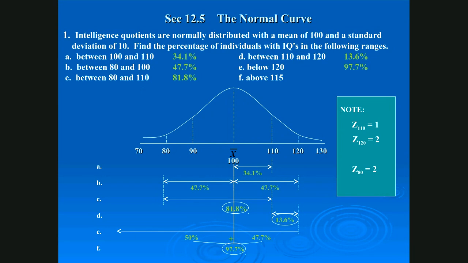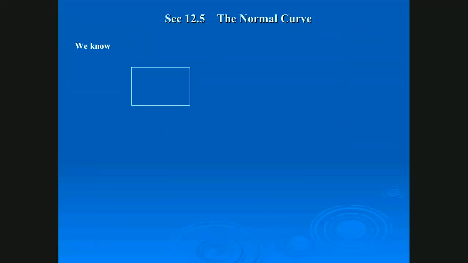Now in example F, we want to find the percentage of individuals that have a score above 115. Now, we notice that that's not an integer number of standard deviations above the mean.